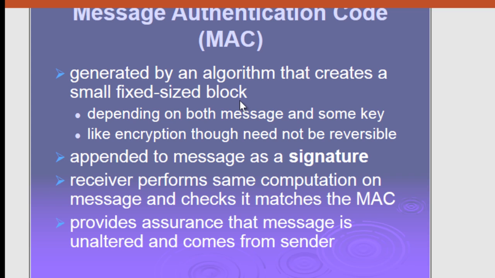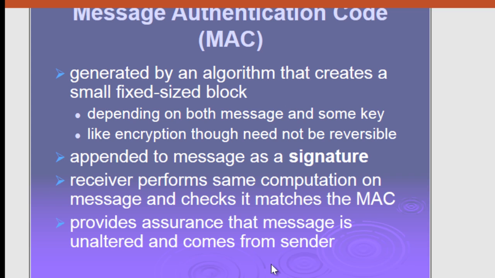He calculates the same MAC on the message, the plain text, just as the sender does, and then checks whether he gets the same MAC that the sender got. So that is how the MAC is calculated. The receiver performs the same computation and matches the MAC. The receiver gets the assurance that the message is unaltered and comes from the sender. By doing so, the receiver can confirm that there is no modification.